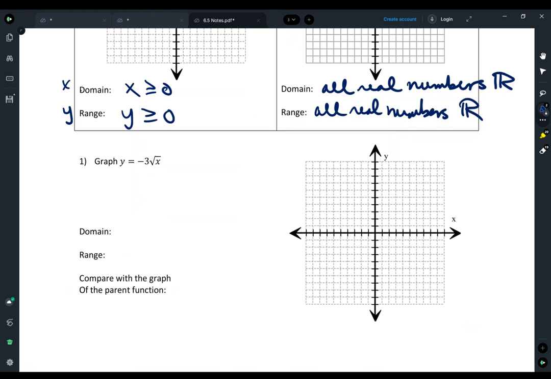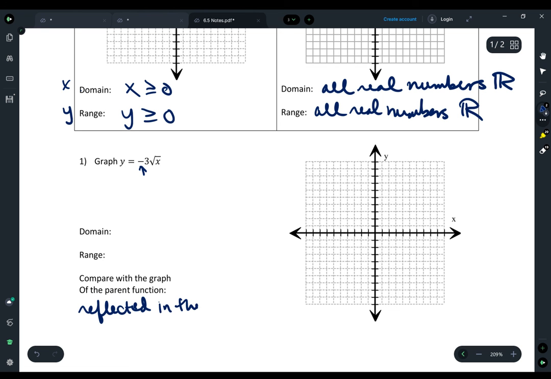So here's our first one. We're going to graph y equals negative 3 times the square root of x. So I want to think about how this graph compares with my parent function. And we've been talking about this stuff for a while. I know that the negative is what always reflects a graph. So I'm going to write reflected in the x-axis. And then I know that a number multiplied on the outside, like this 3, is going to be a vertical stretch. So vertical stretch by 3.